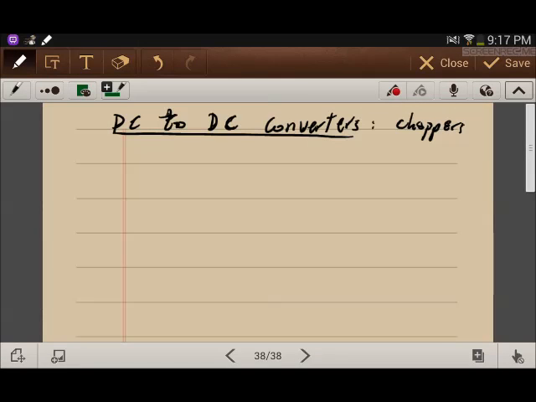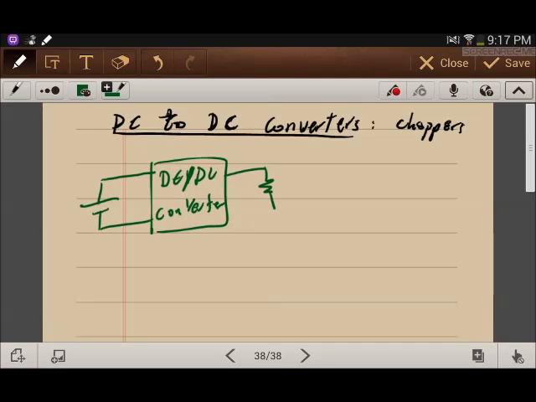This is Sami Al-Alwani. This is a lecture about DC to DC converters, or what we call choppers. It's like when we have a battery, a DC source, and then connect it to a DC to DC converter, and then we have the resistive load. These converters are used to change the average value of the DC voltage by using semiconductor power electronics devices.